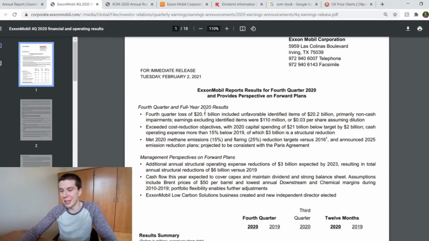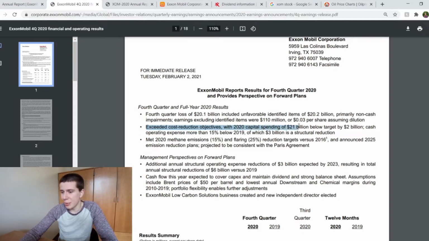Accounting for that, they pretty much broke even this quarter, which isn't really too bad, but at the same time they still lost money. Even if they weren't regular expenses, they still had to pay them. So definitely not great to see that $20 billion loss, but they did say they exceeded their cost reduction objectives that they established a few years ago.